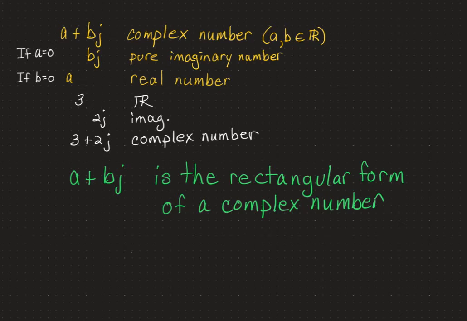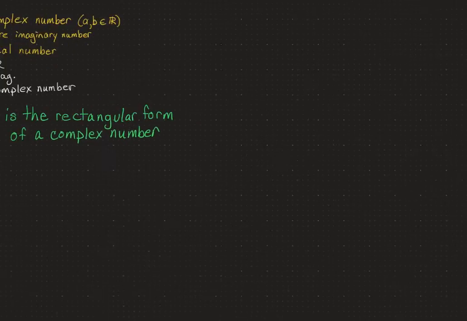And a plus bj is also known as the rectangular form of a complex number. Please note that when writing a complex number in its rectangular form, you should always have the real part first, followed by the imaginary part. So let's play around with some radicals and some imaginary numbers.